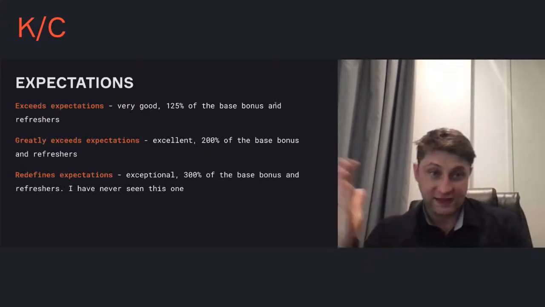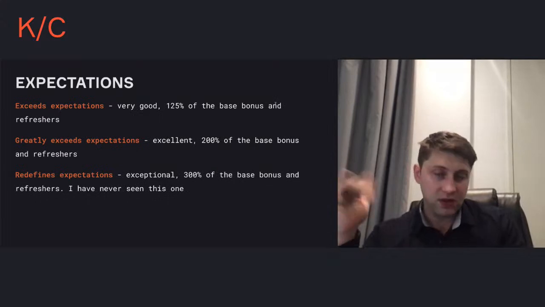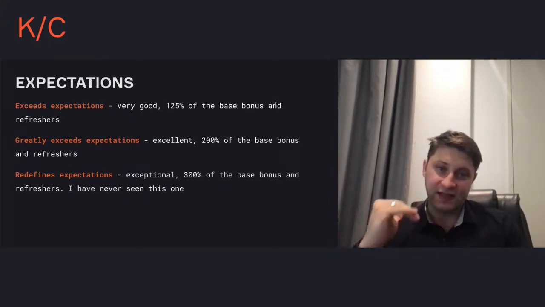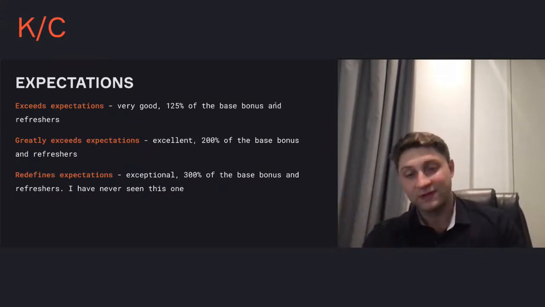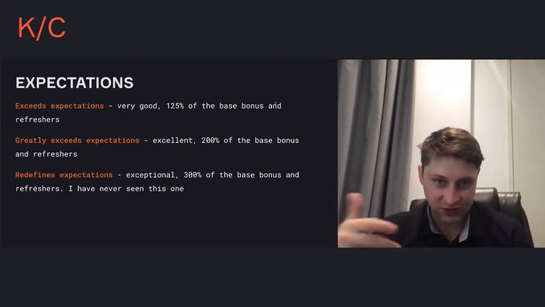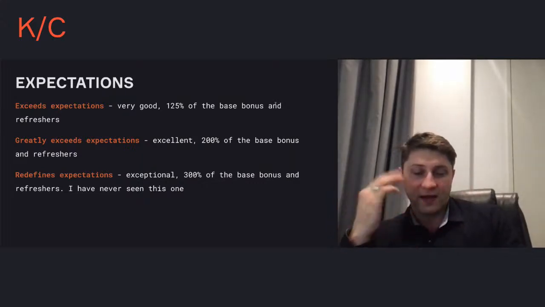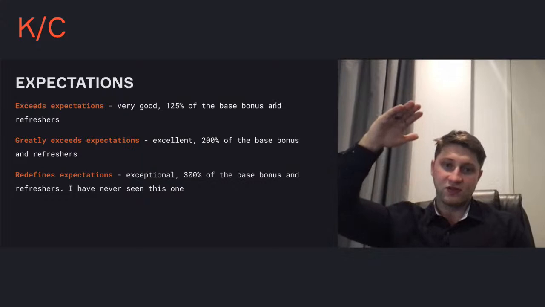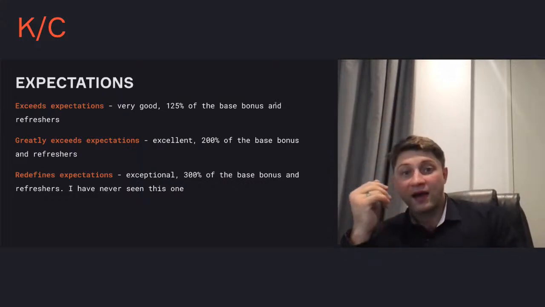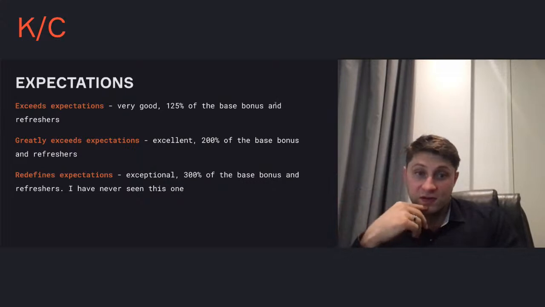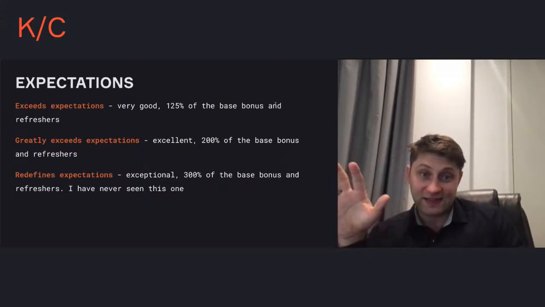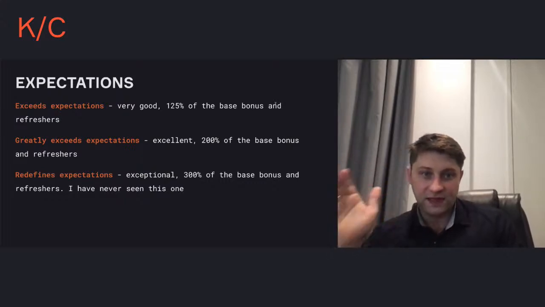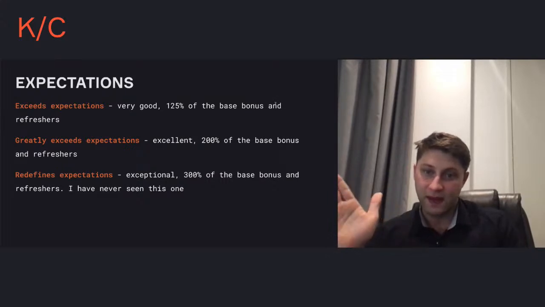Now, exceeds expectations, very good: 125% of the base bonus and refreshers. Greatly exceeds expectations, excellence: 200%. Again, I'm using what is in Facebook, right? In your company, you might have different descriptions, different coefficients, whatever. But just to give you an idea of the difference, you might use just 100%, 200%, whatever. That tells you what is rare and what is not. Greatly exceeds expectations, excellent, is 200% of the base bonus and refreshers, awesome. And redefines expectations, exceptional: 300% of the base bonus and refreshers.